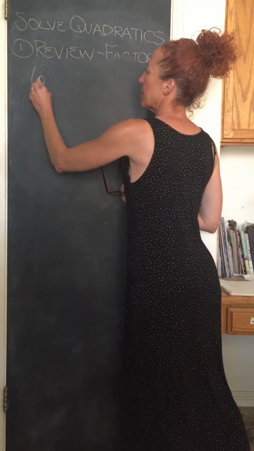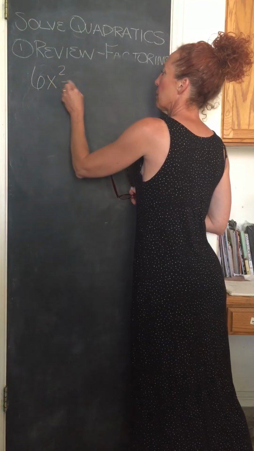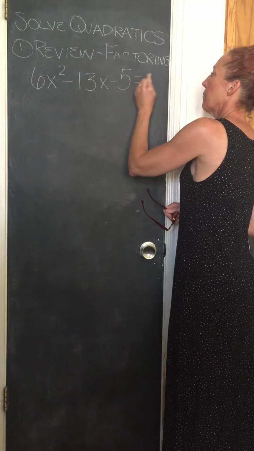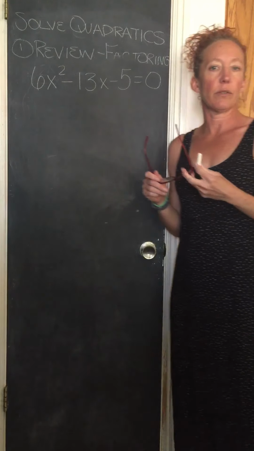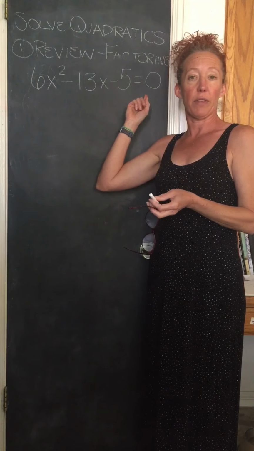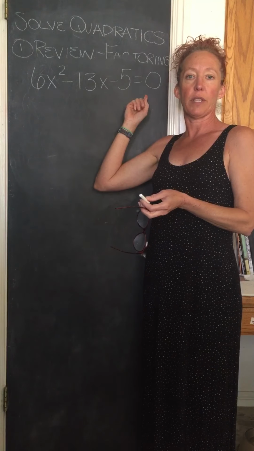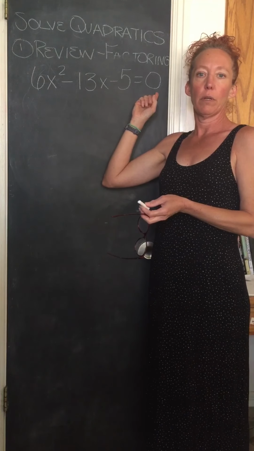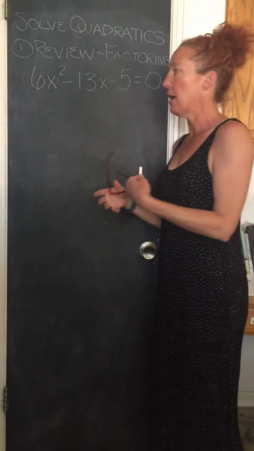So what if we have 6x squared minus 13x minus 5? Another piece to remember is that in order to solve by any of the methods I'm going to show you over the next two sections, the first step is to make sure it's set equal to 0. So this one already came like that.